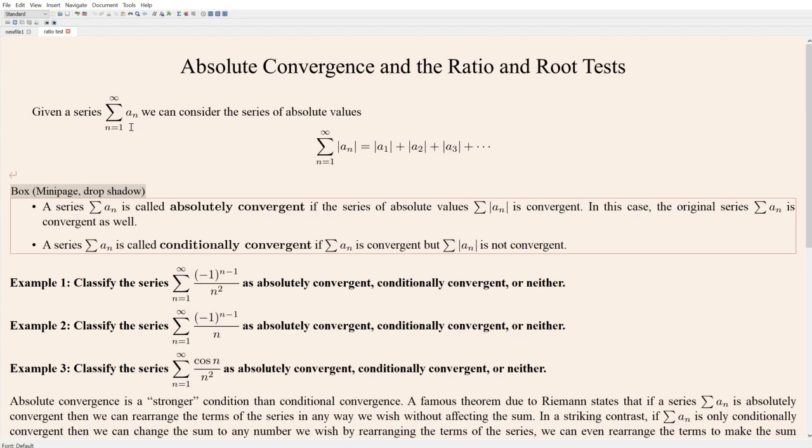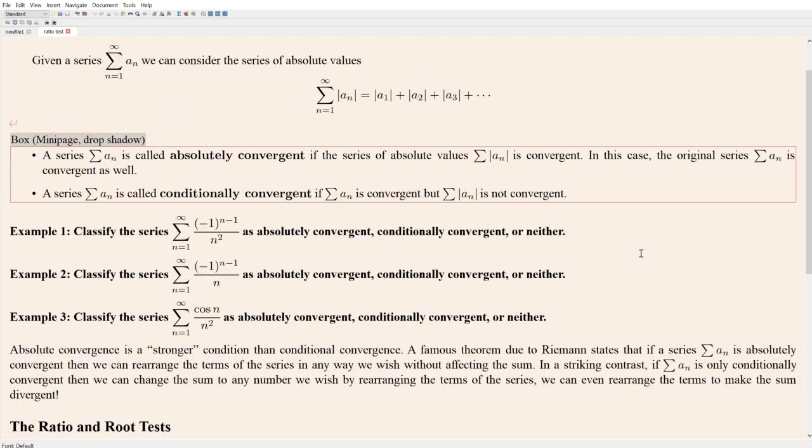So, given a series, we can consider the series of absolute values. So, the series that you get if you just replace the terms of the series with their absolute values instead. A series is said to be absolutely convergent if the series of absolute values is convergent. And, as it happens, you can show that if the series of absolute values is convergent, then actually the original series is convergent as well.